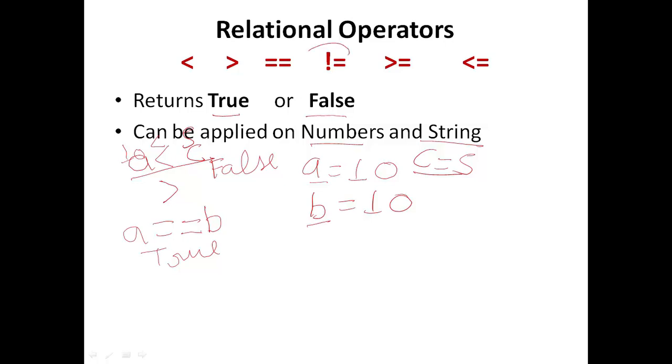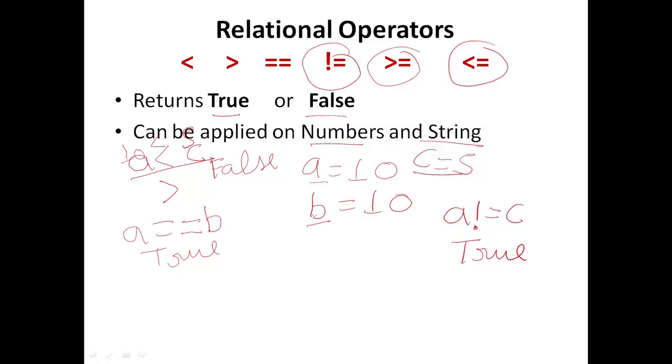Similarly, there is an operator not equals to, then greater than equals to, and less than equals to. So if two values are not equal, you can check them using the not equals to operator. The answer of this will be true, as 10 and 5 are not equal.